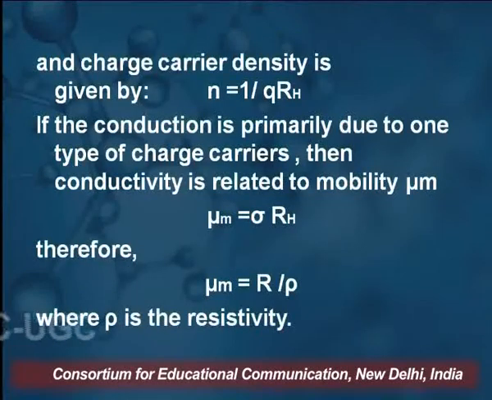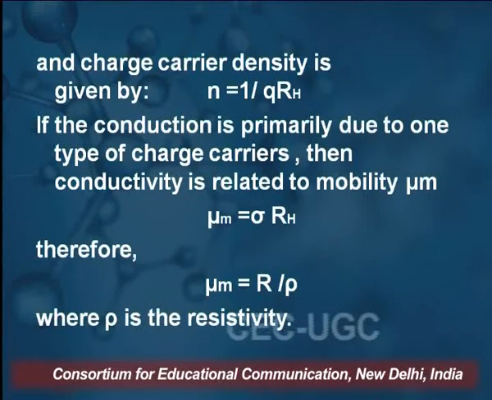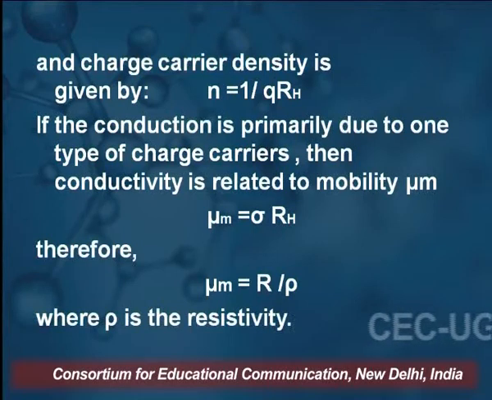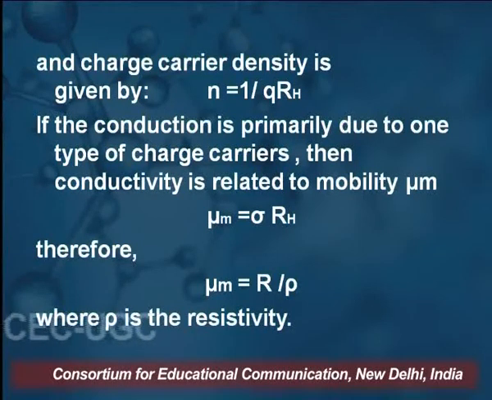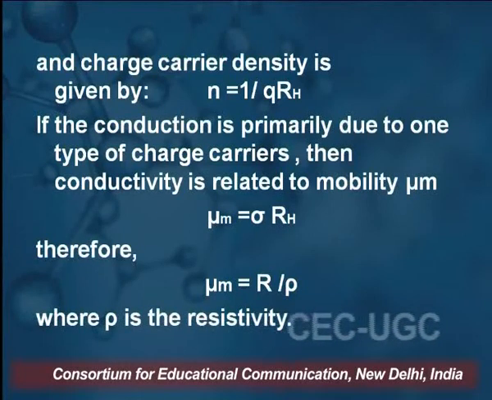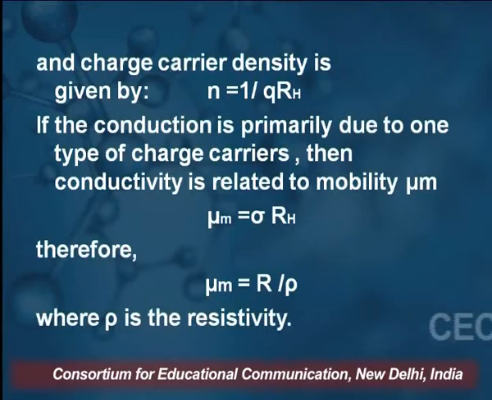So we can find out the charge carrier density by using N is equal to 1 by Q, number of charge carriers, RH. If we calculate the Hall coefficient RH, we can calculate the charge carrier density by using this formula, N is equal to 1 by QRH.